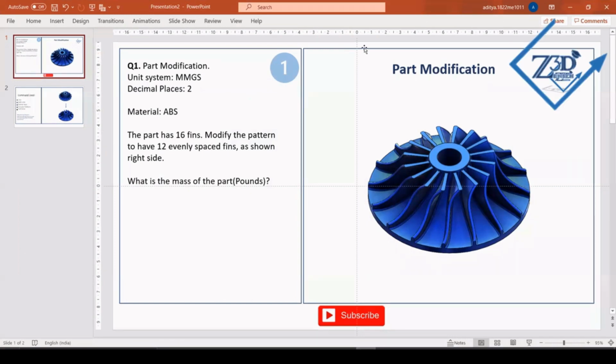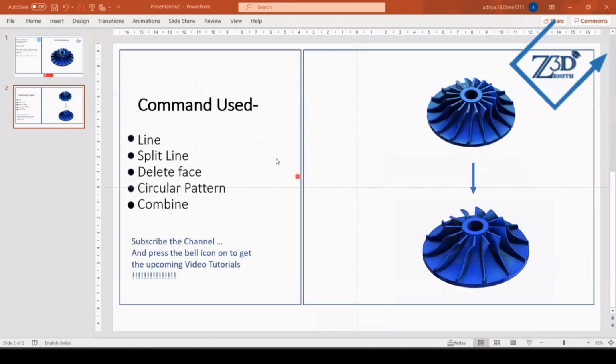Now moving to question first, we have to do part modification. The part has 16 pins and we have to modify the pins into 12 evenly spaced pins. The image is shown on the right side, and then we have to measure the mass, and the unit of mass is in pounds, so we also have to change the unit. Commands used are line, split line, delete face, circular pattern and combine.